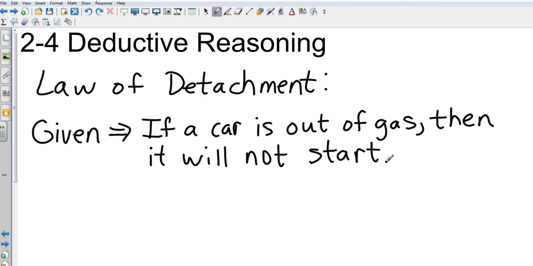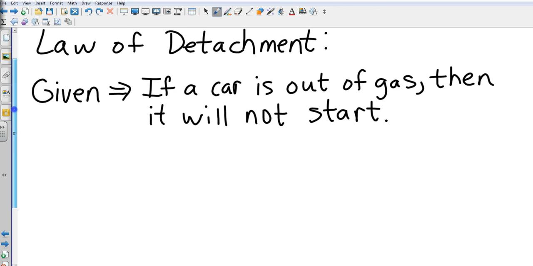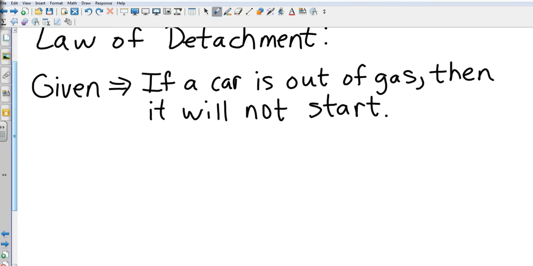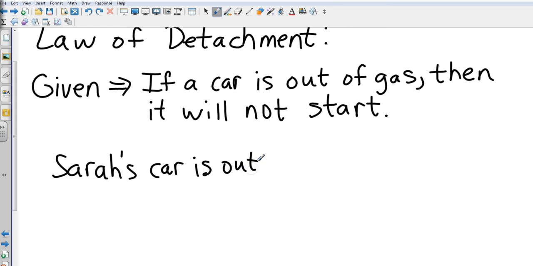So then you're asked to take a look at the example that Sarah's car is out of gas. Now, I ask you to make a conclusion using the given statement. Again, given, if a car is out of gas, then it will not start. You've been asked to give a conclusion about Sarah's car, and that statement is Sarah's car is out of gas. So I'm going to hit pause, and I want you to draw me a conclusion or write me a conclusion in words.